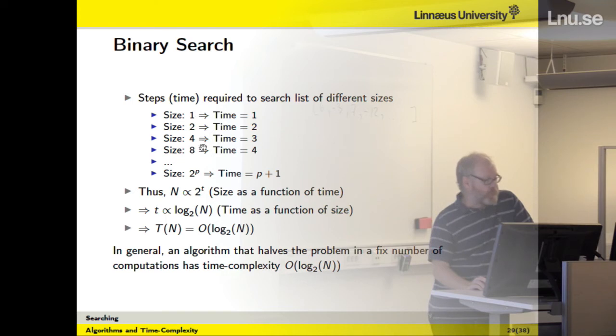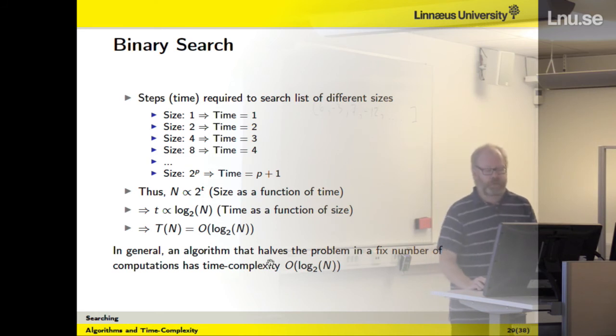The size is growing much faster than the time here. We can say that size 2 raised to the power of n will take n plus 1 steps. So the size grows as 2 raised to the power of n. The size is a function of time, but if we reverse it, then we get time as a function of size, and then we get this one. The reverse of this function is this function. But the key rule is that an algorithm that halves the problem in a fixed number of computations always has this time complexity.